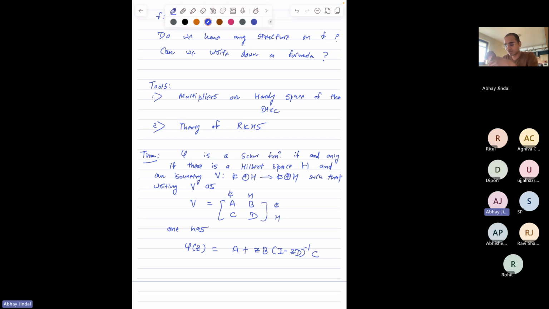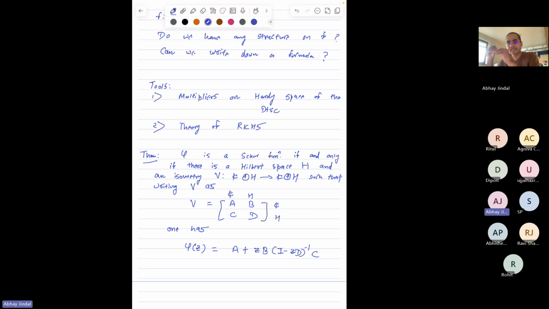Now, if you see this closely, suppose all of these, A, B, C, D, are scalars, such that A, B, C, D is a unitary, then phi is a single Blaschke factor.